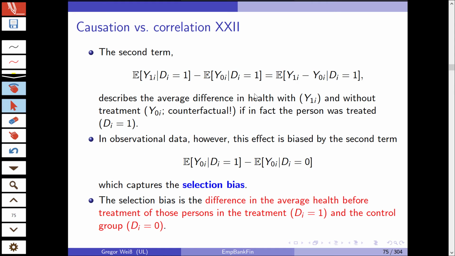The second term, again, after treatment in the treatment group, before treatment in the treatment group, this is the average difference in health with and without treatment, and this is the counterfactual, if in fact the person was treated. Now in observational data, this effect is biased by the second term. This is the selection bias, the ex-ante difference in the before treatment status in the control and the treatment group. So the difference in average health before treatment of those persons in the treatment and the control group. And you need to take this into account.